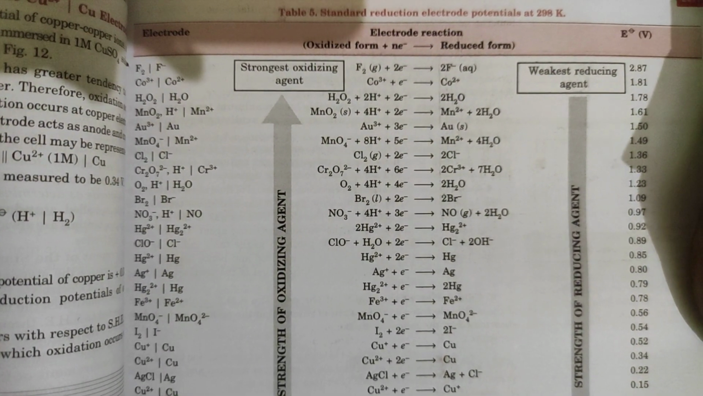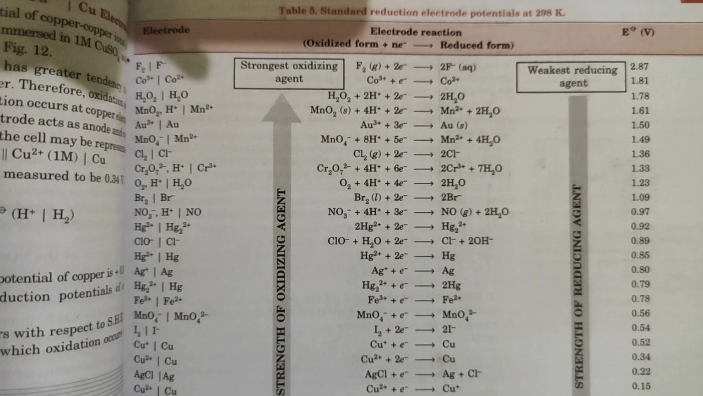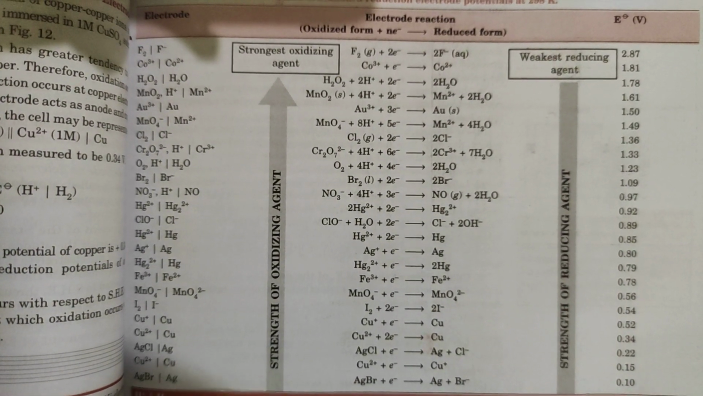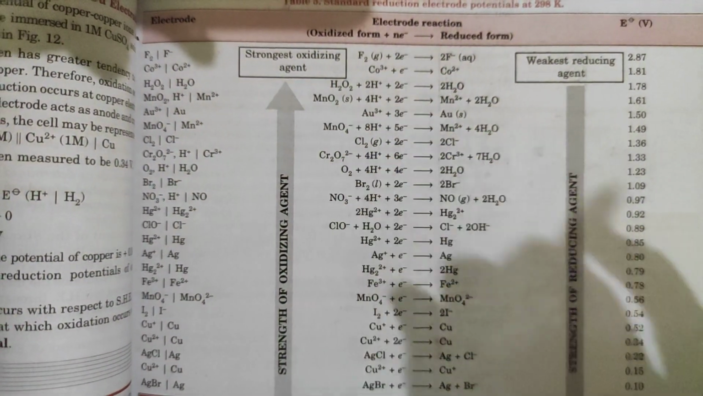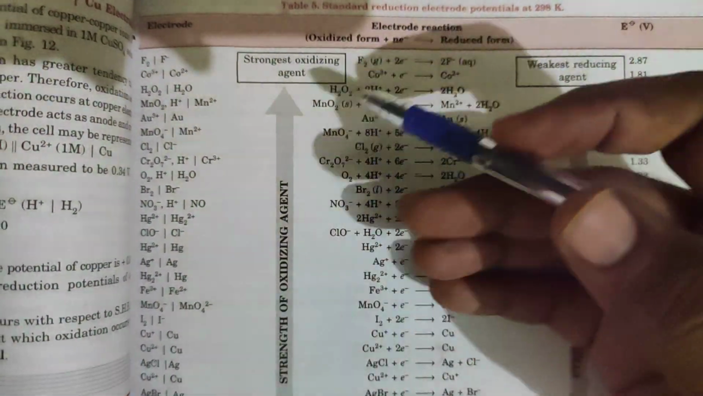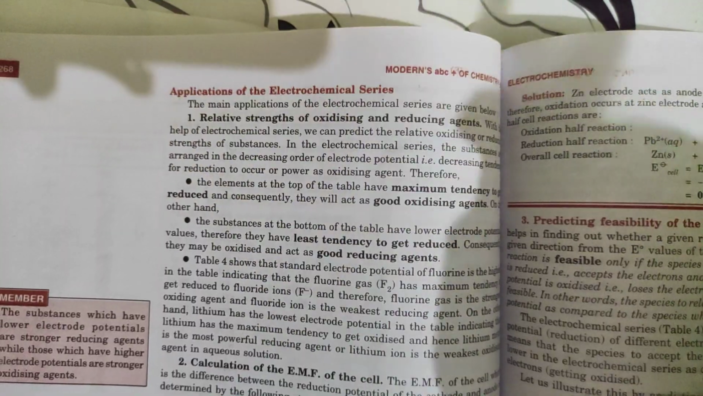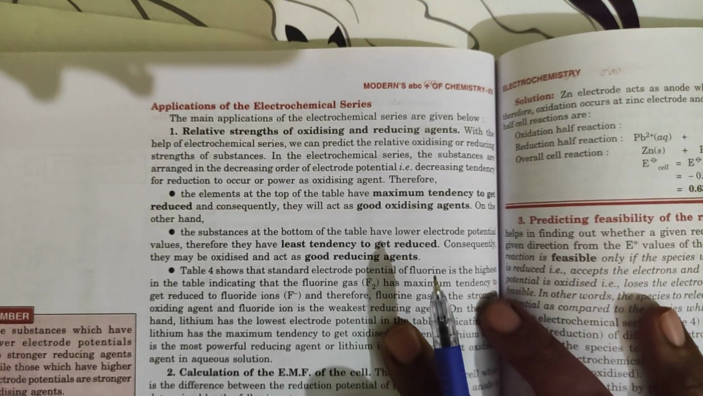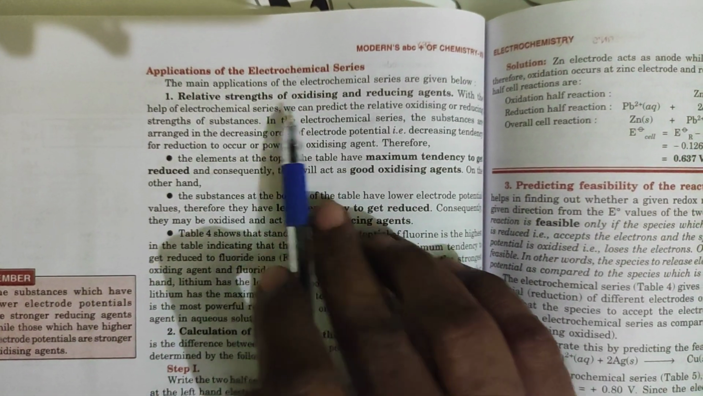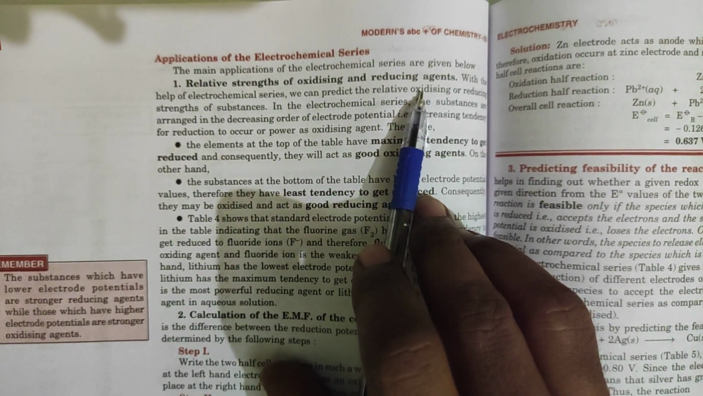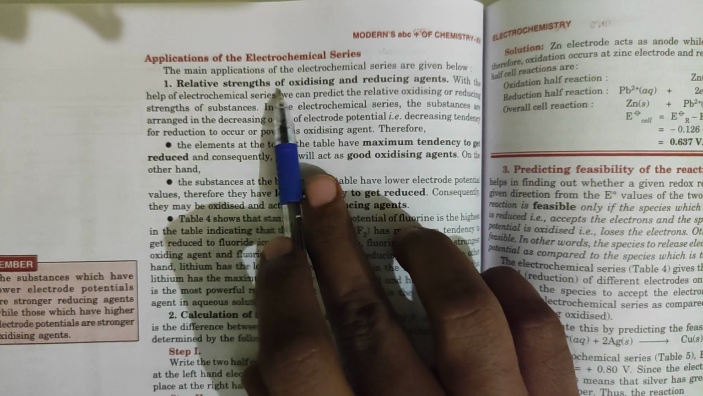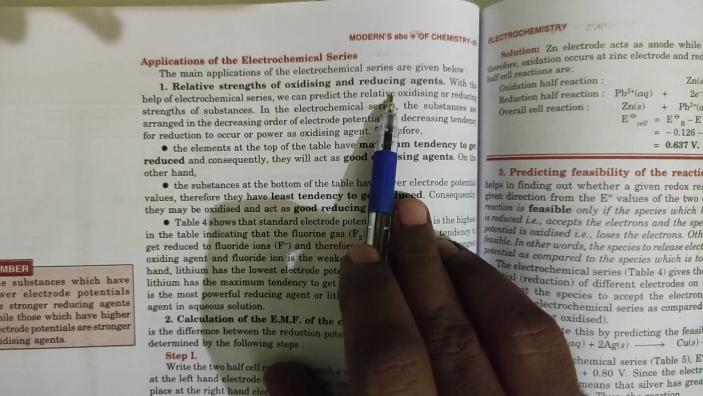Right, students, this is how the electrochemical series has been represented. The electrochemical series will be very, very big, but you should at least remember the things present in this particular series. What is the use of knowing the electrochemical series? There are some points you can know. You can know the relative strengths of oxidizing as well as reducing agents. You can underline this.